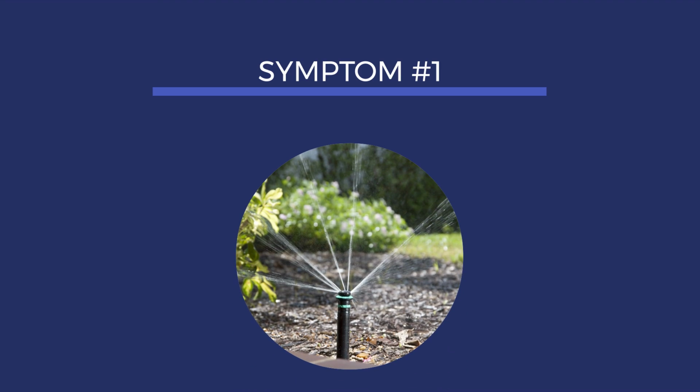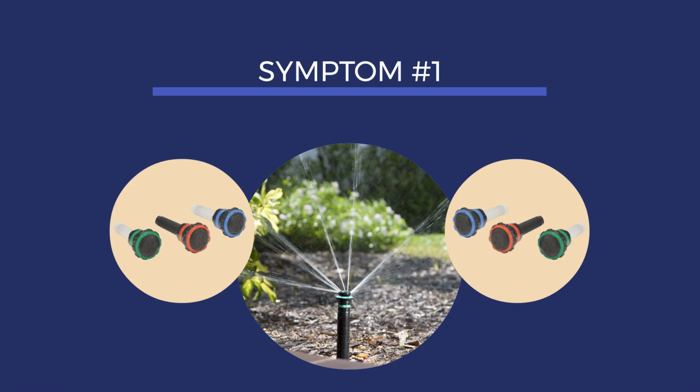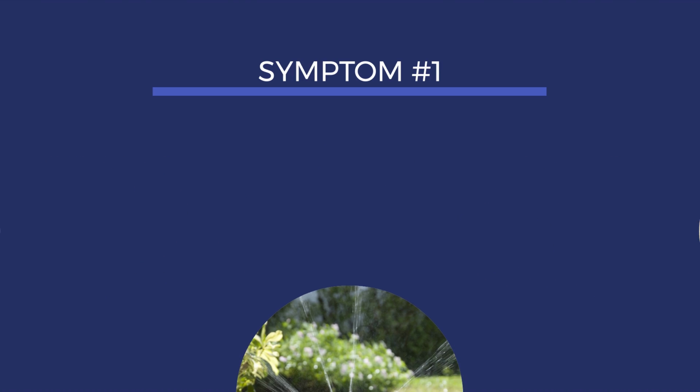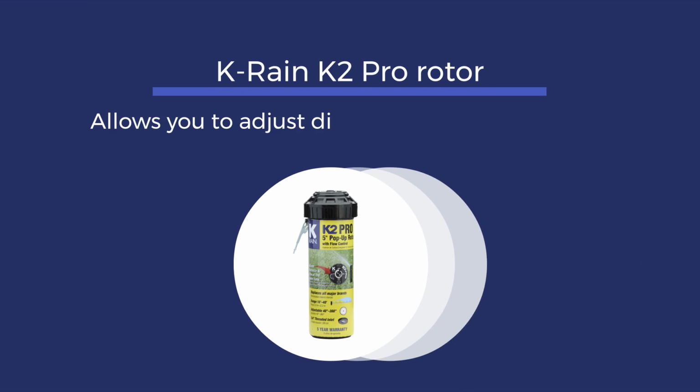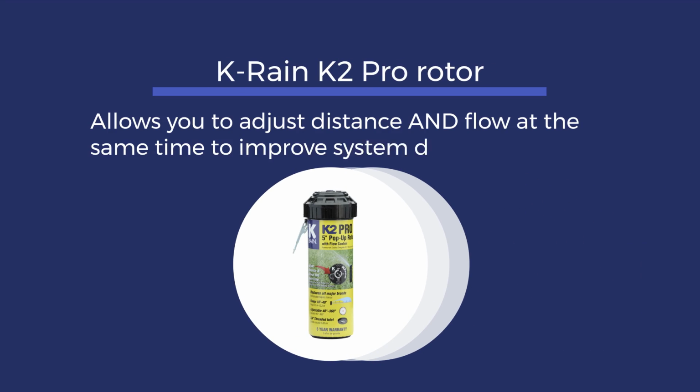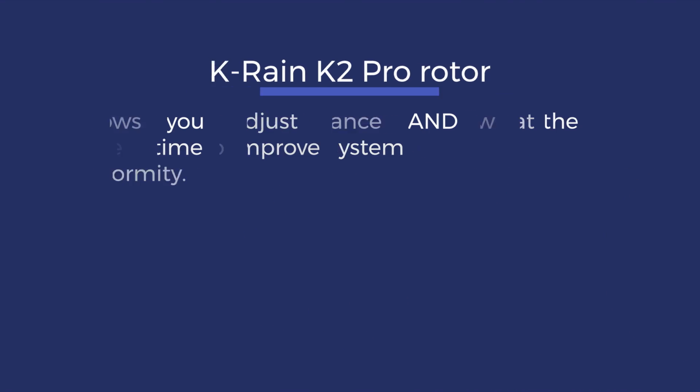For example, if your zone uses sprays, the K-Rain fully adjustable rotary nozzles have matched precipitation rates across all radii and arcs. For larger turf areas requiring the use of rotors, the K-Rain K2 Pro rotor allows you to adjust distance and flow at the same time to improve system distribution uniformity.